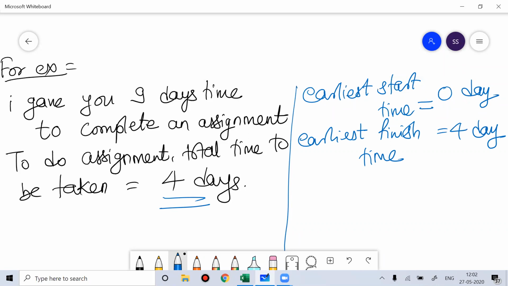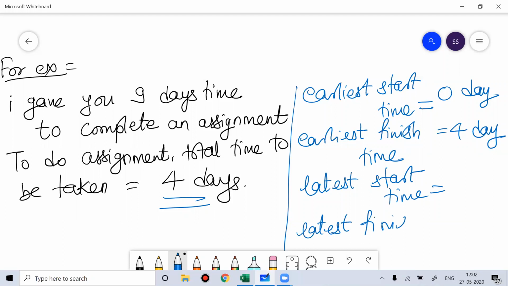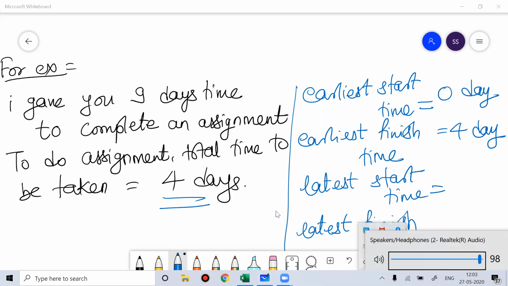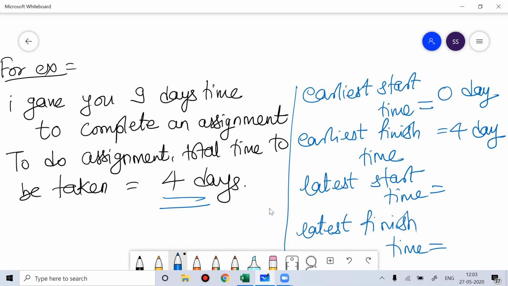Once you understood the earliest start time and earliest finish time, let's talk about the next terms: the latest start time, and then the latest finish time. But there are some very intelligent, very lazy people. They will think, why should we do it now? If we start now, we will finish in 4 days only. This is only a 4-day assignment, and sir has given 9 days to solve it.